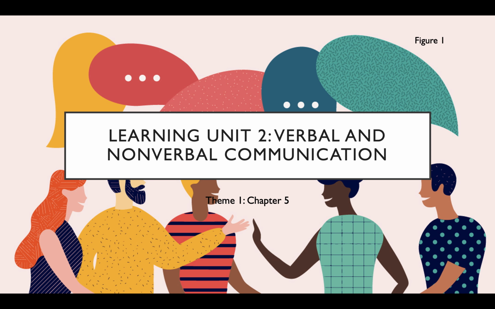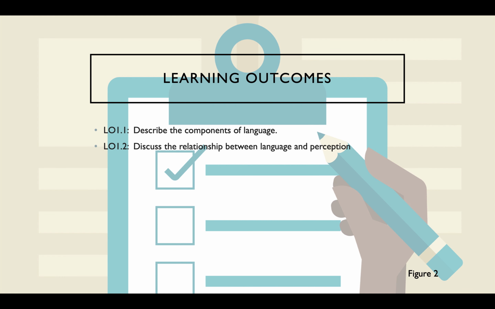Welcome to Learning Unit 2, Verbal and Nonverbal Communication. We'll be beginning with Theme 1, which is our Chapter 5 coursework. The learning outcome today is firstly to describe the components of language and discuss the relationship between language and perception. Let's get started. Please turn to page 89 in your textbook.